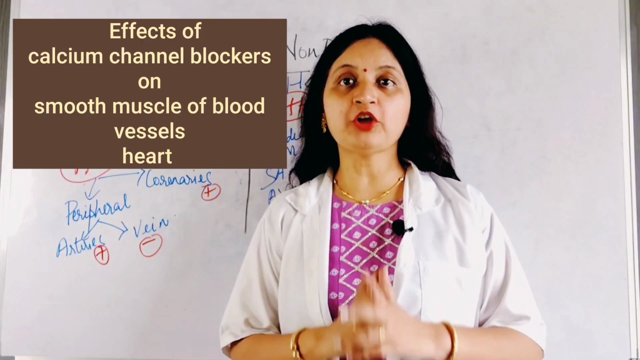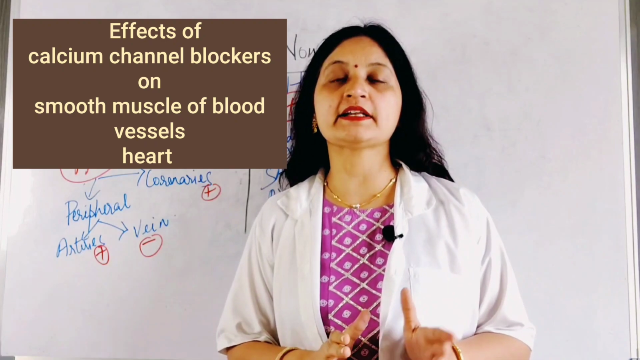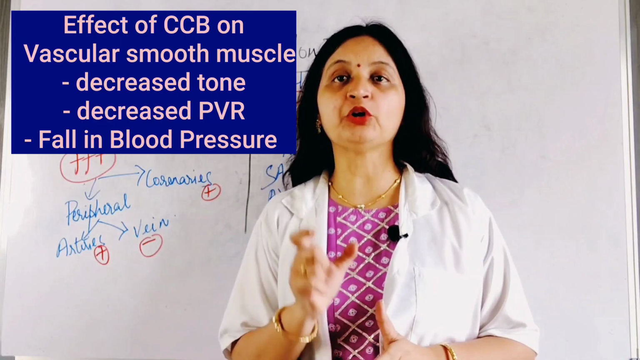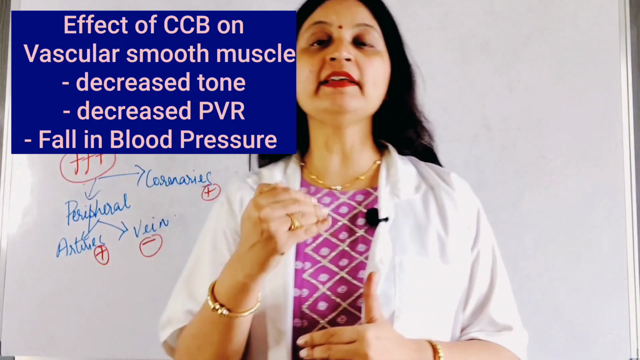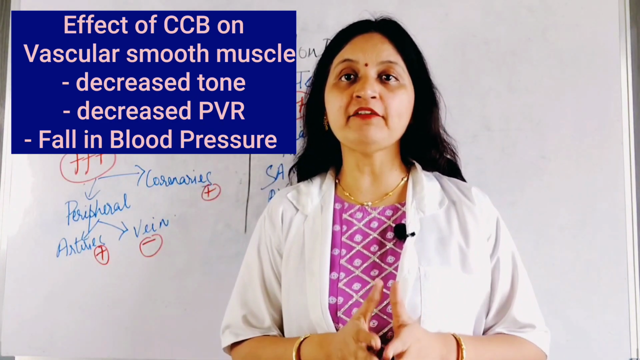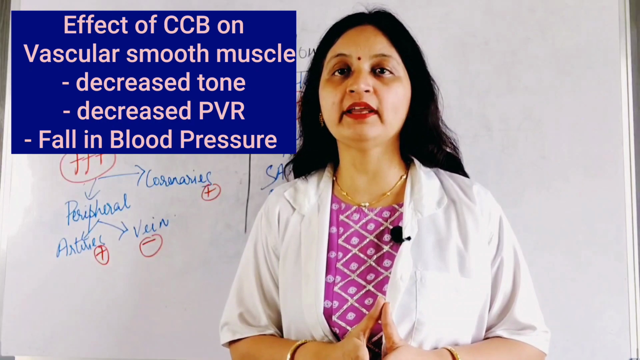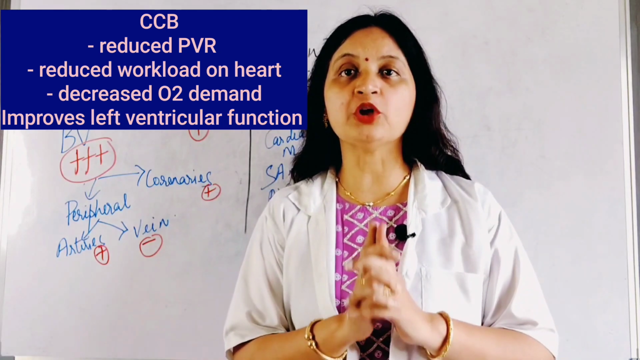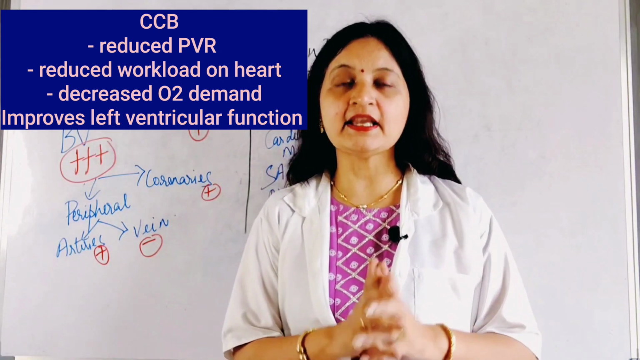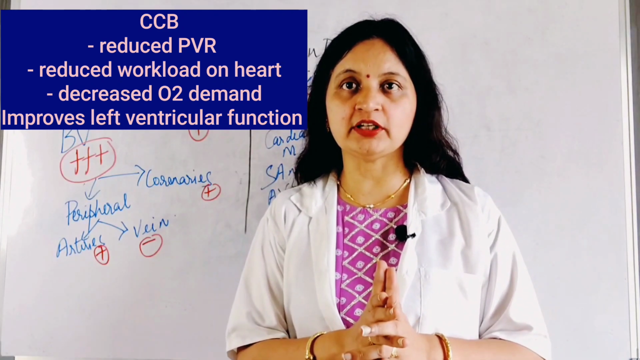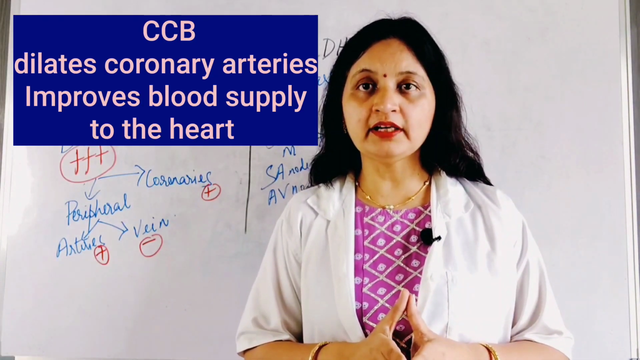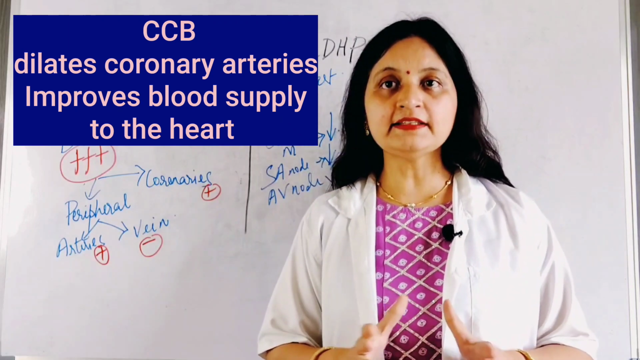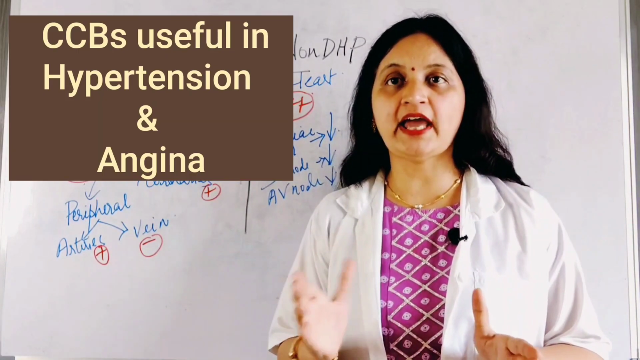So let's see what is the effect of reduced calcium current in the smooth muscles, that is the blood vessels, and in the heart. In the blood vessels, calcium is necessary for maintaining the tone of the vascular smooth muscle. So by decreasing the inward calcium current, there is decreased peripheral vascular resistance and this helps in lowering the blood pressure. Also, because of reduced peripheral vascular resistance, the workload and the oxygen demand on the heart decrease and this improves the left ventricular function. Also, there is dilatation of the coronary arteries, which improves the blood flow and oxygen supply to the heart, and this contributes to its usefulness in hypertension and angina.